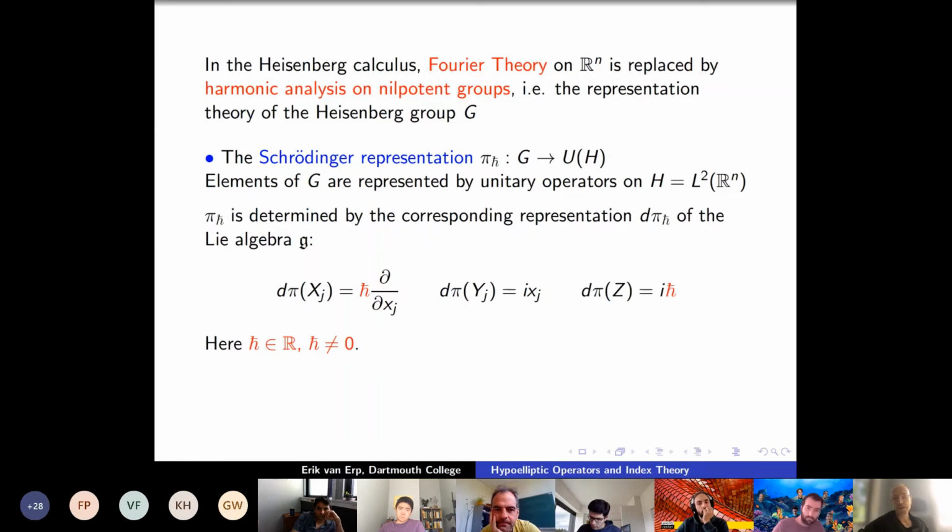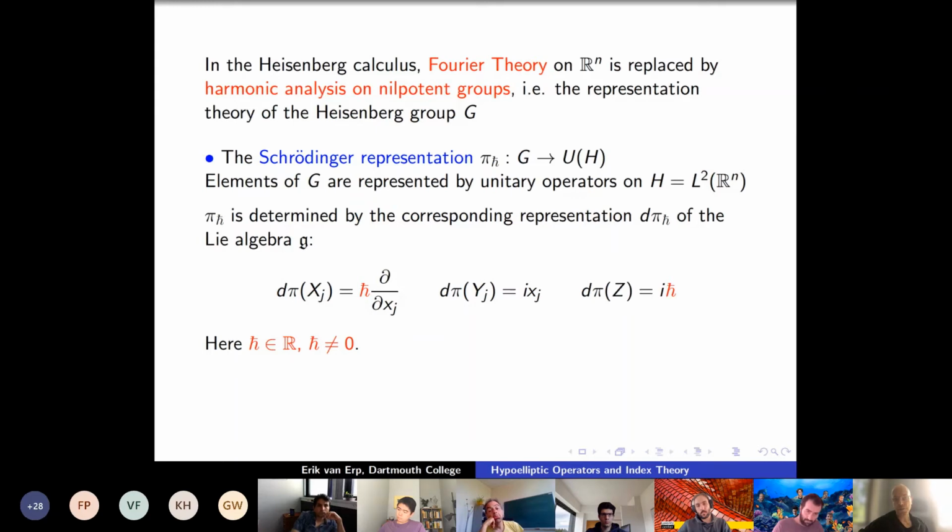And it's actually easier to write down the representation of the Lie algebra instead of the group. This is exactly what you see in physics, H bar. Well, in physics, the I factors are different. But H bar d/dx is roughly momentum, x is position, and then the commutator is H bar or iH bar, H bar being the Planck constant. Here H bar is just some real number other than 0. So for any value of H bar, you get a representation of the group, and they're all non-equivalent representations.